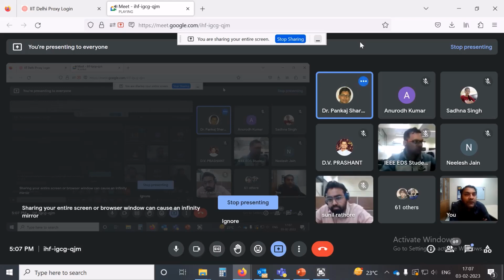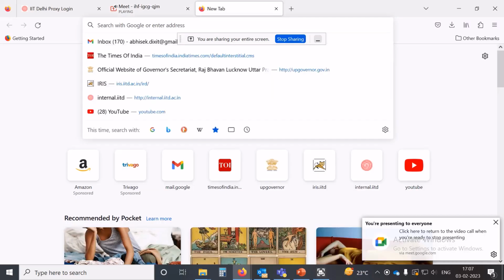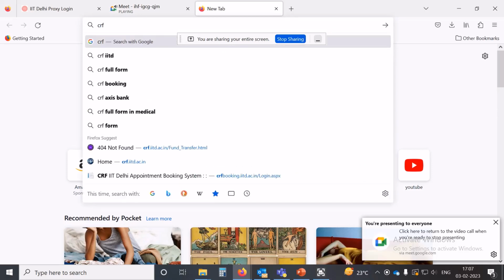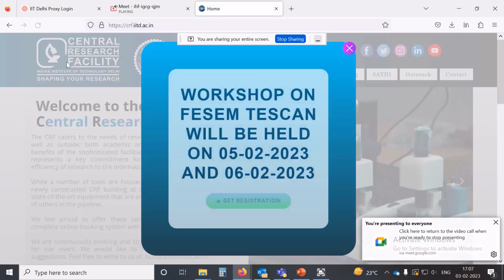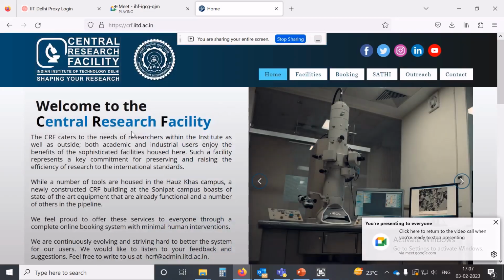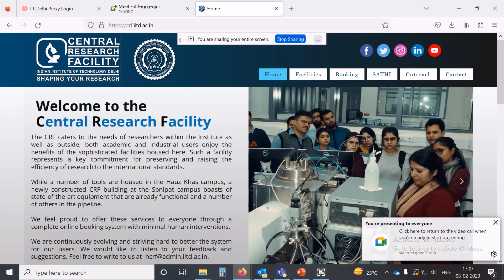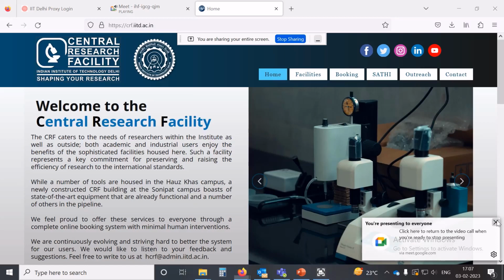Okay. So basically, I am still presenting. I think you can see this, right? You are able to see my projection? Yeah, we can see your screen, sir. So everything that I am talking about, I have intentionally set up under this unit called the Central Research Facility of IIT Delhi.